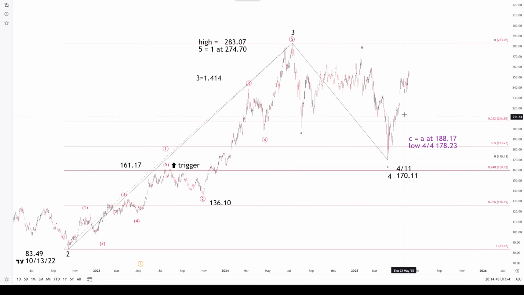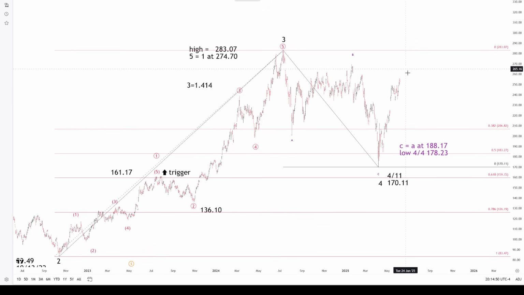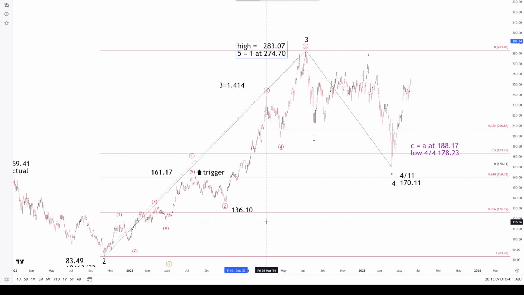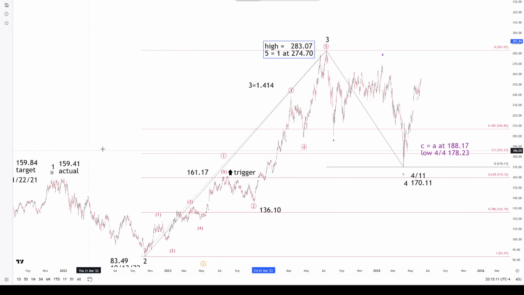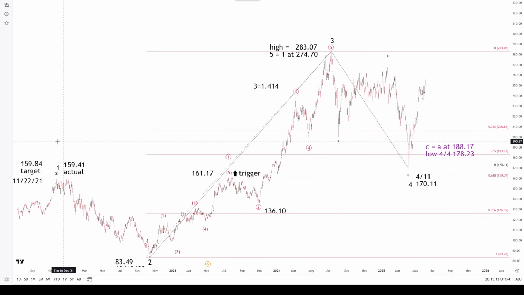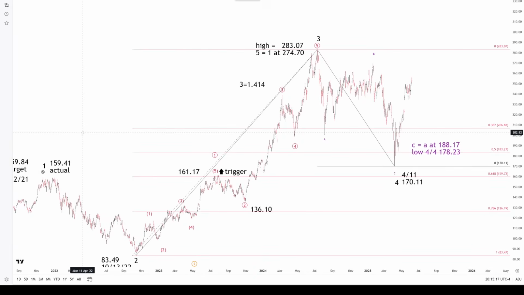And then we have what looks like an impulsive move to the upside. So wave 5 we know is in play when it goes above the wave 3 high, which is 283.07, and 5 would go higher than that if it were to breach 283.07. There's a wave 4 low that has to hold. Where is this wrong? 4 cannot go below the wave 1 high, which was 159.41, a direct hit on our target way back there in 2021.